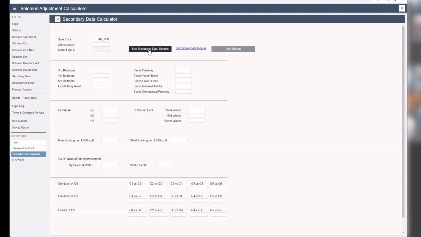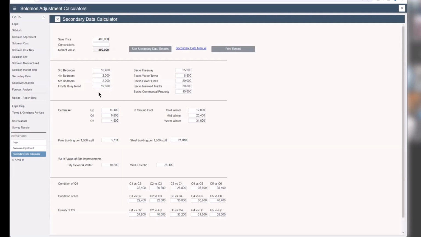By clicking this button, it will apply a percentage from the surveys for adjustments like a third bedroom. Notice that's a lot higher than a fourth bedroom. A busy road, backing to the freeway, a water tower, power lines, railroad tracks, and commercial property. Now, I recognize that a busy road is not a busy road. I had a case yesterday where one of them had a very busy road and one of them had a kind of a busy road. So don't use these like they're part of a physics equation or a chemistry equation. These are just survey results to kind of guide.